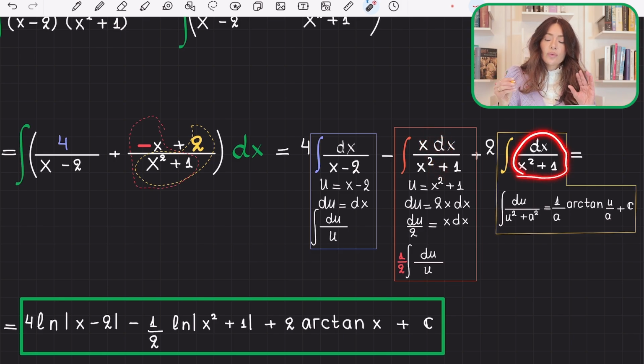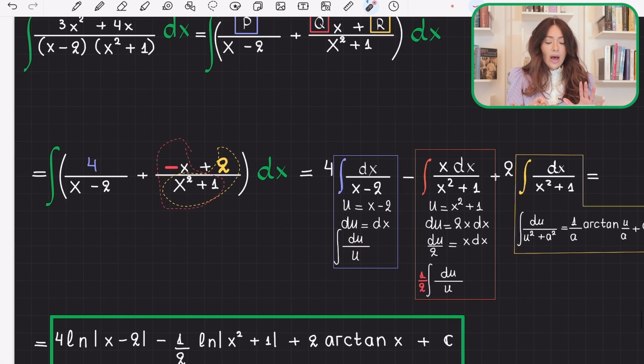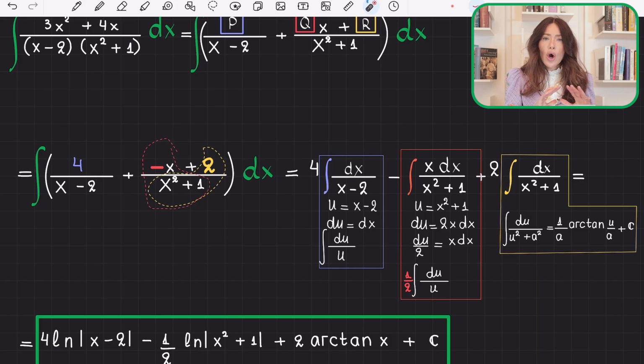Here, this one is already matching one of the basic rules of integration. It is arctan, okay? And what happened here is I actually have a video on all of the techniques that you use to fit an integrand into one of the basic rules of integration.